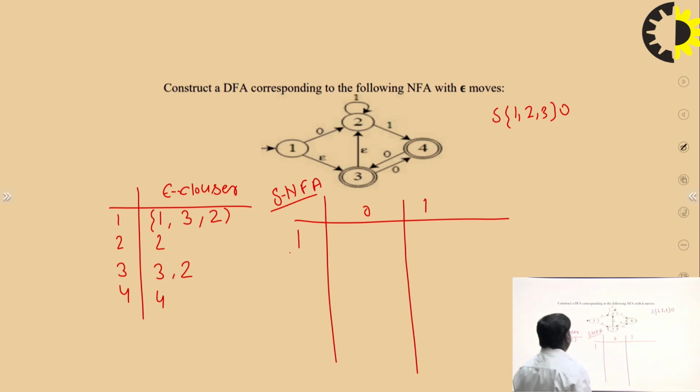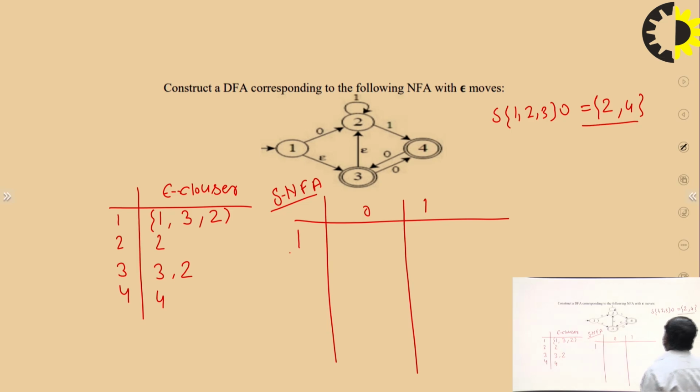For state 1, the transition on 0 is 2. For state 2, on 0 no transition is available. For state 3, on 0 it is 4. So two states are found, that is 2 and 4. What is the closure of 2 and 4? We include it here. The closure of 2 and 4 is 2, 3 and 4.